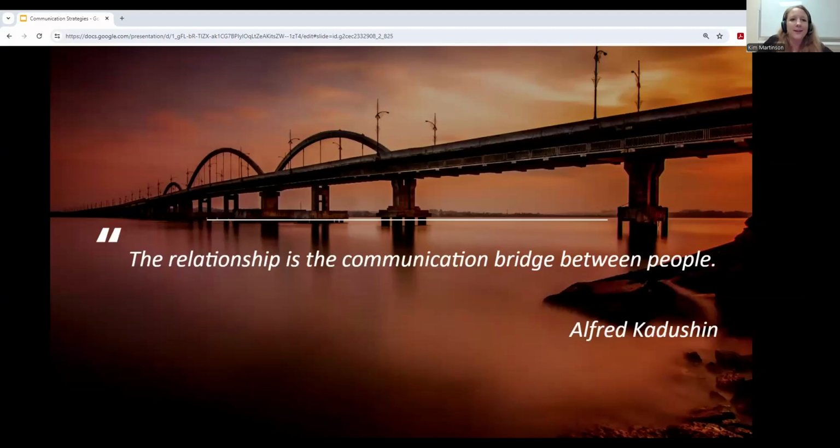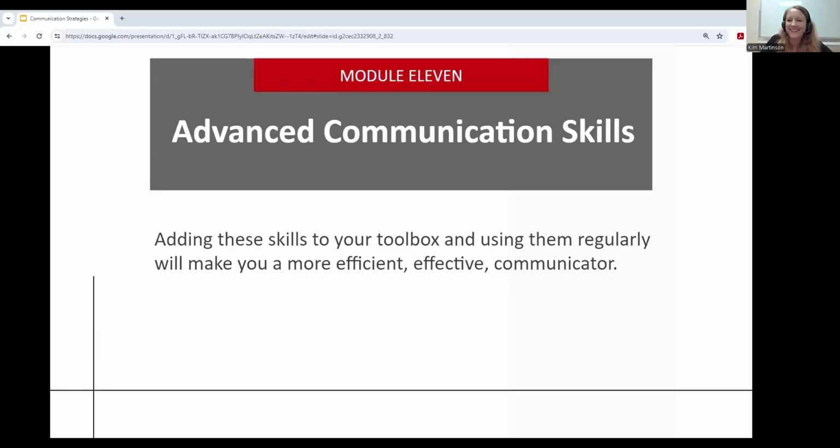All right. The relationship is the communication bridge between people. Alfred Kajishin. I'm going to butcher that. I'm sorry. Okay, we'll go back to you.